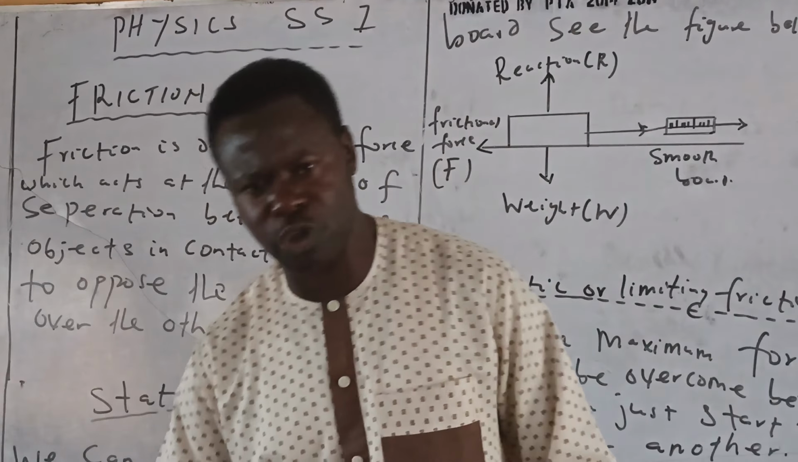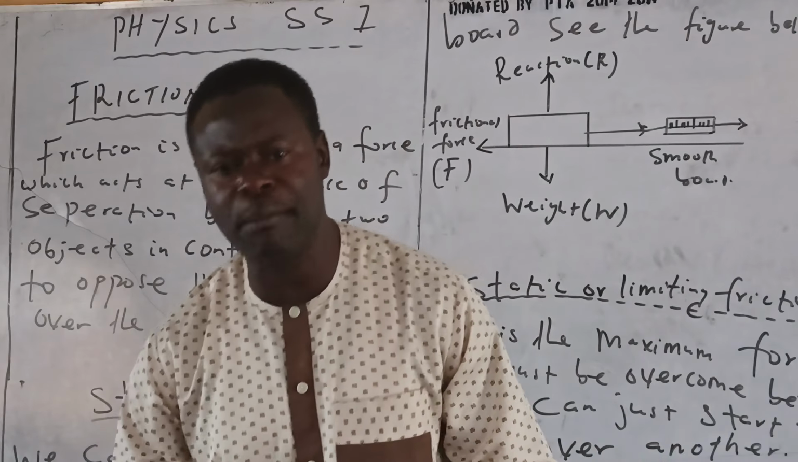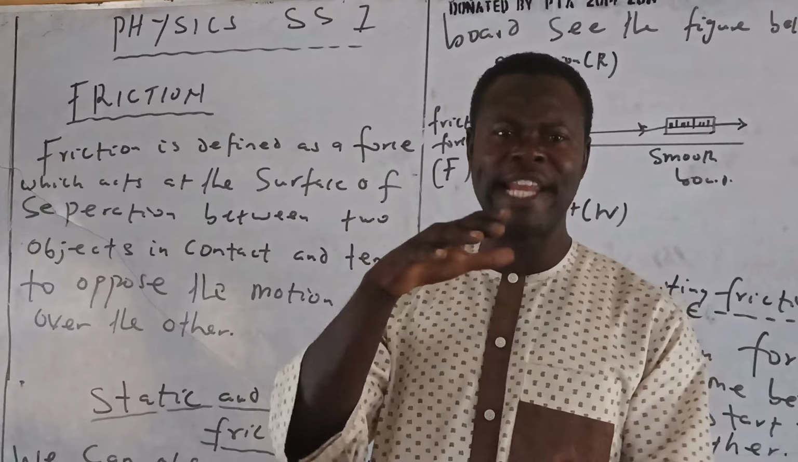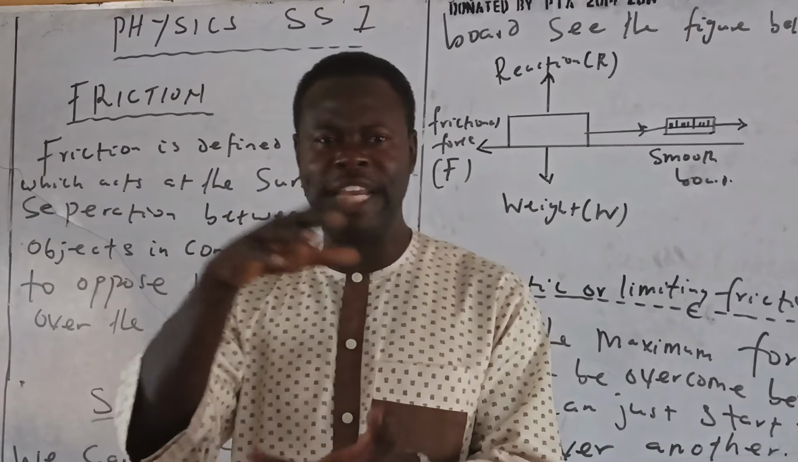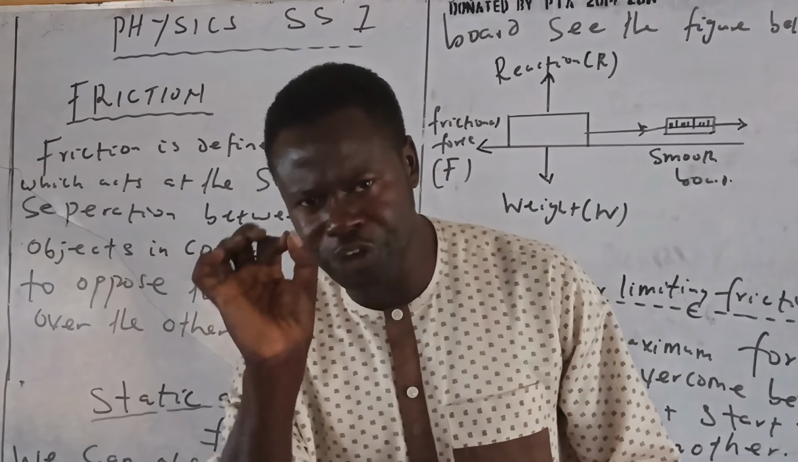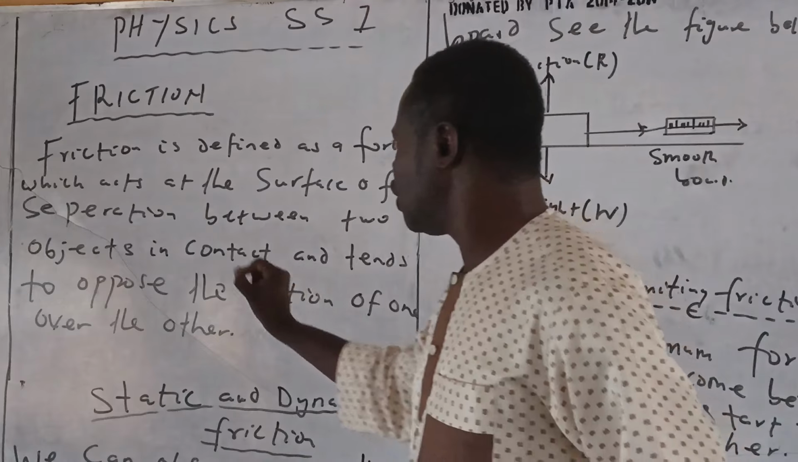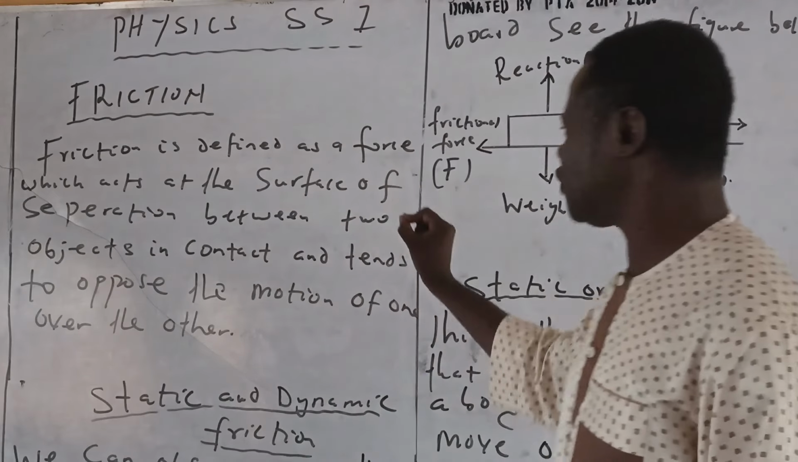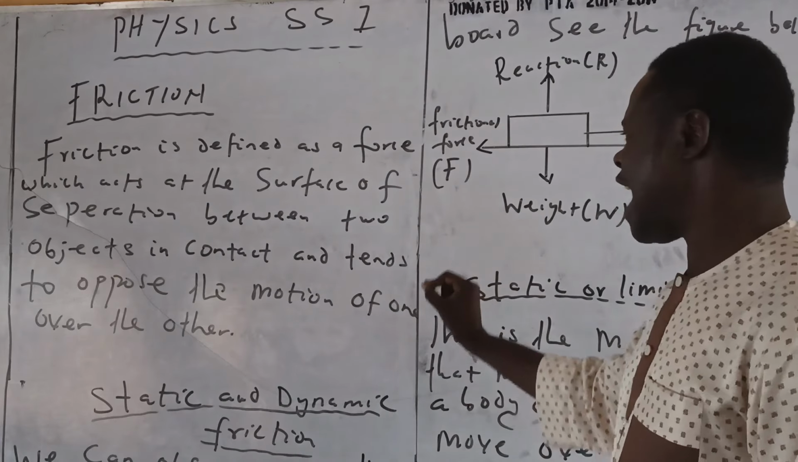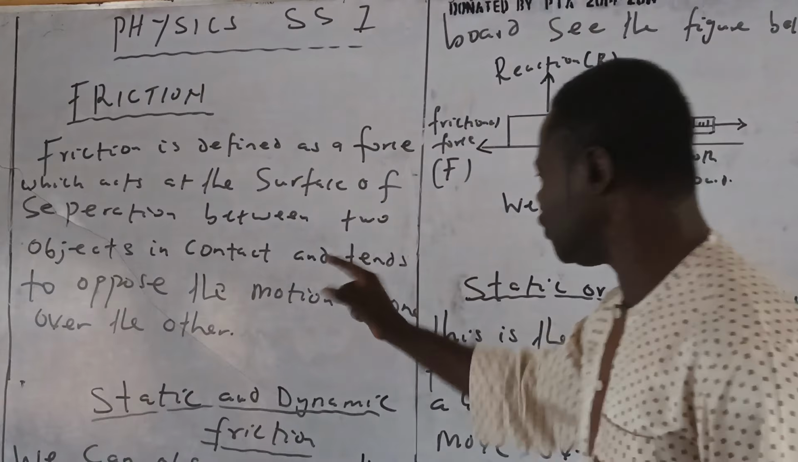Before we define friction, we know that when two solids are brought together, the roughness of their surfaces prevents them from sliding or moving freely one over the other. That is due to the effect of friction. We define friction as a force which acts at the surface of separation between two objects in contact and tends to oppose the motion of one over the other.